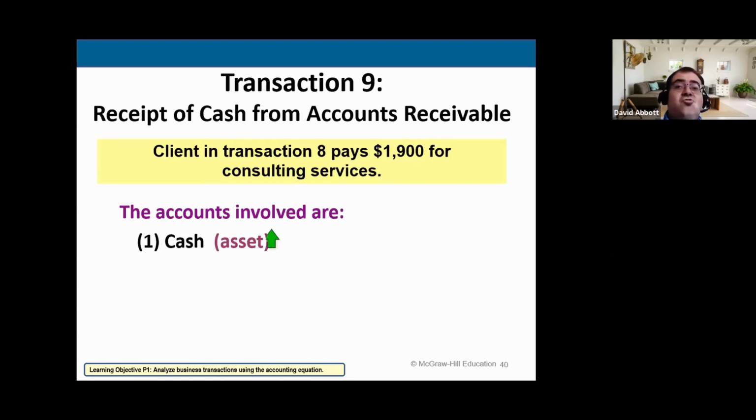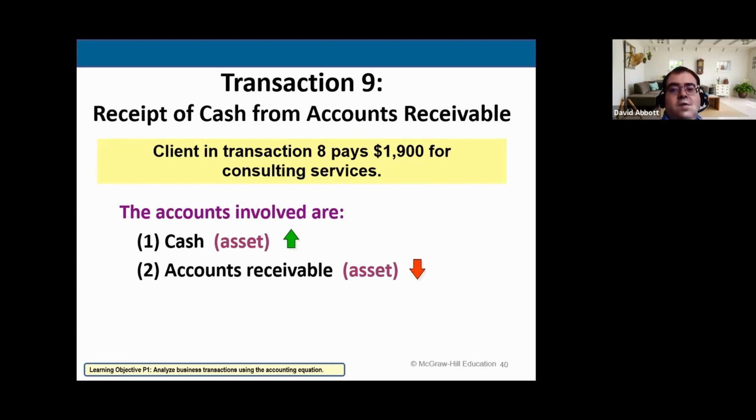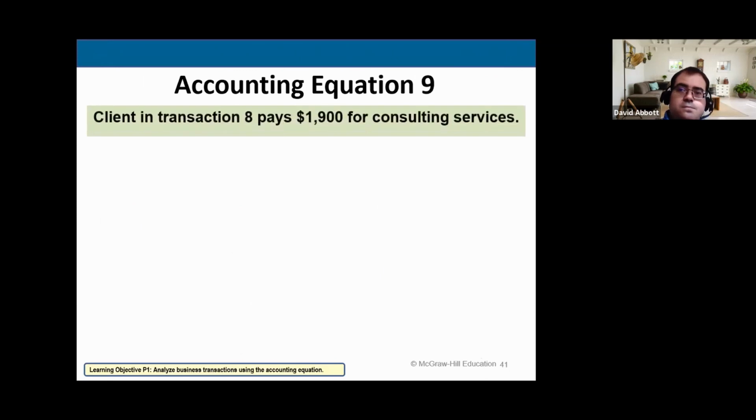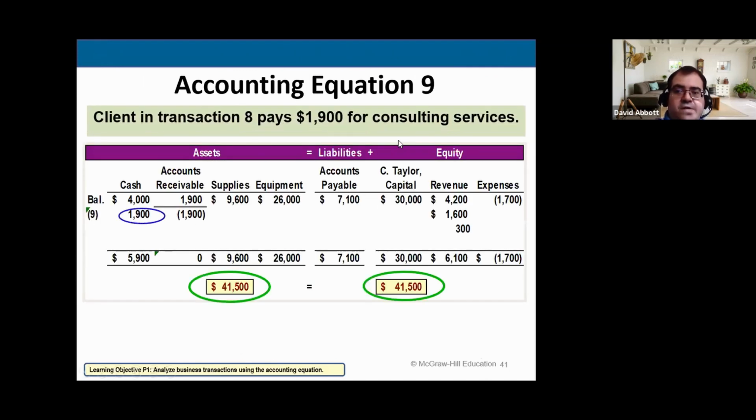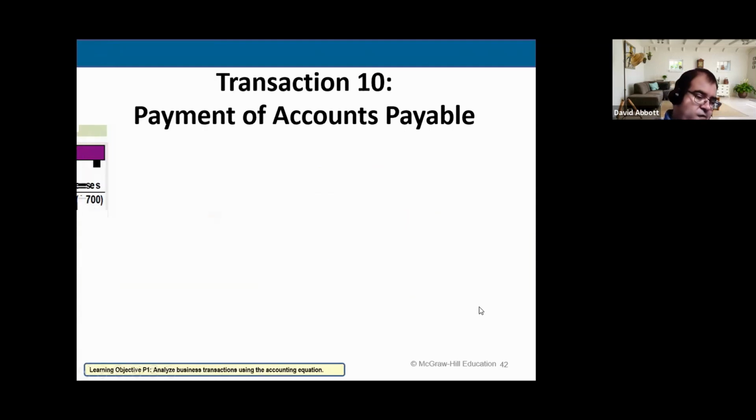So our cash is going to increase because he's now paid us our $1,900. Our accounts receivable asset is going to decrease because he's now paid his bill. So we would debit cash, credit the receivable. And we see that basically this is a wash then. And so we see then that we're still in balance.